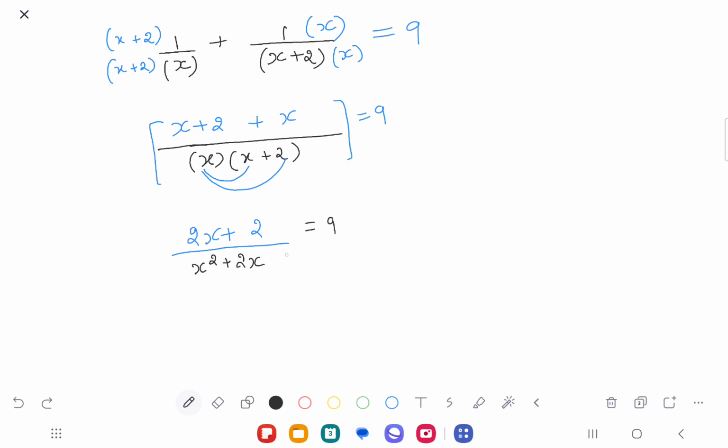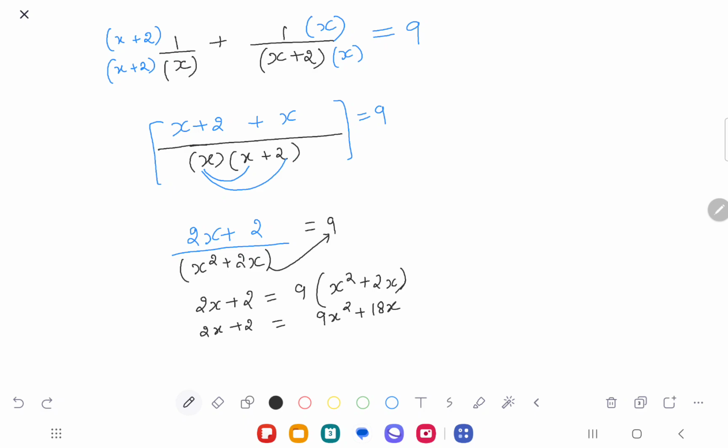All right. And now do you think that I should take this denominator right here? Because here the denominator is in division, definitely. And if it is in division, it goes to the other side to get multiplied. So it shall become 2x plus 2 equals 9 times x squared plus 2x. Yes or no? So what do you think we'll have as the answer? It shall become 2x plus 2 equals 9x squared plus 18x.